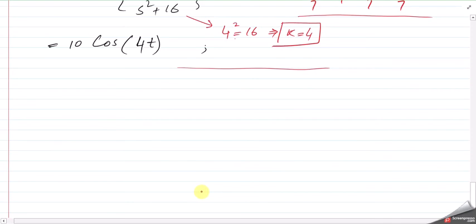Right, so let's do some more problems of inverse Laplace transform. This is question number 9 in our exercise.